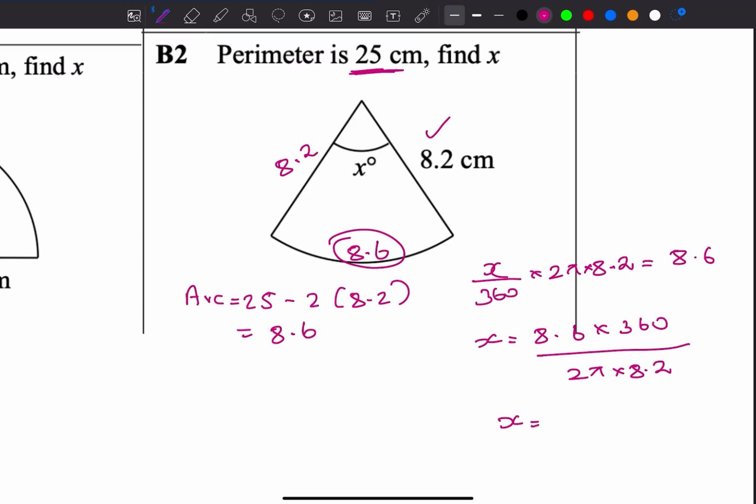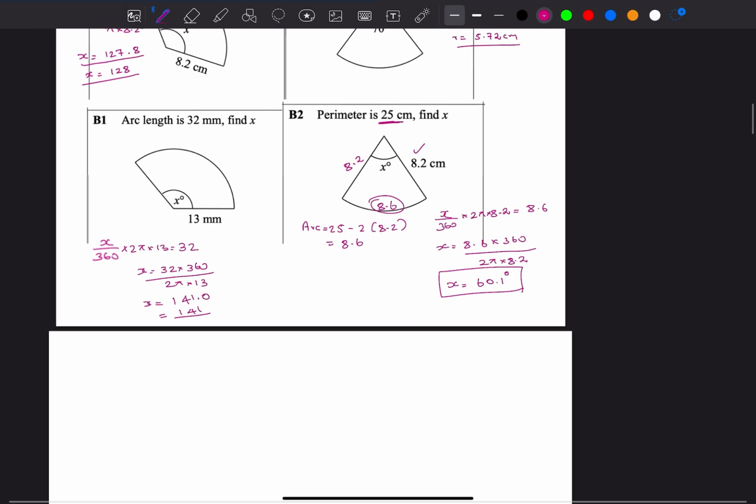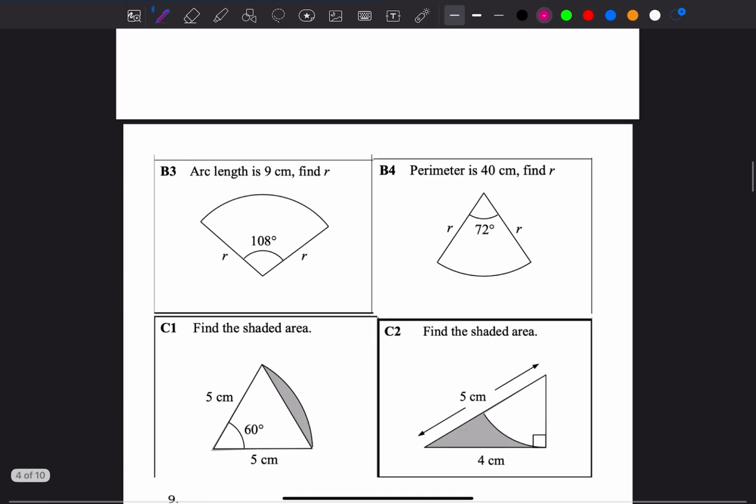x is equal to 60.1 degrees. Good. Moving on.